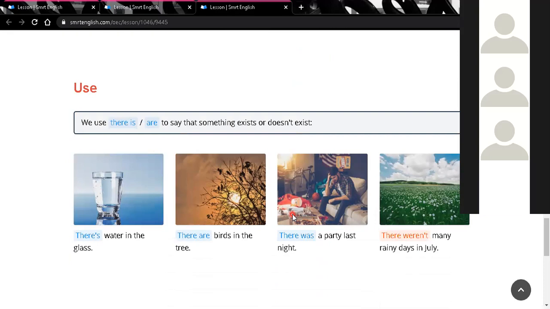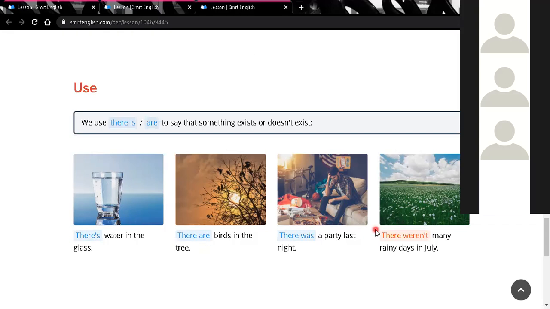Guillermo, can you help me to read this? The first 2 examples? Okay. There's water in the glass. There are birds in the tree. Very good. Singular, plural. We have uncountable nouns such as water, the form it takes is singular. So there's water in the glass, there are birds in the tree.